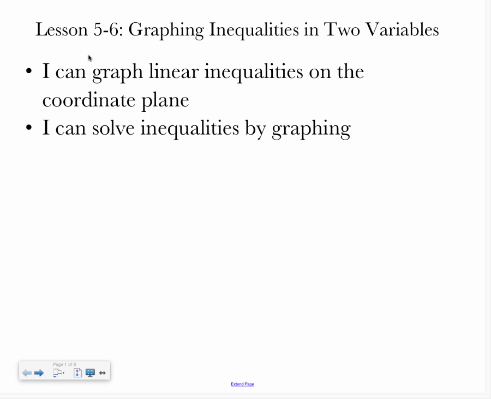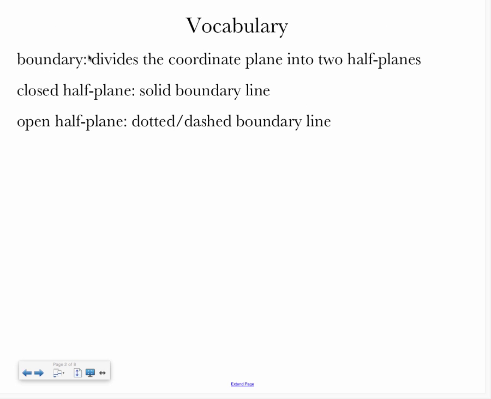Hello class, welcome to lesson 5-6, which is about graphing inequalities in two variables. By the end of this lesson, you should be able to graph linear inequalities on the coordinate plane, and you should be able to solve inequalities by graphing. So there are a couple new vocab terms in this section.